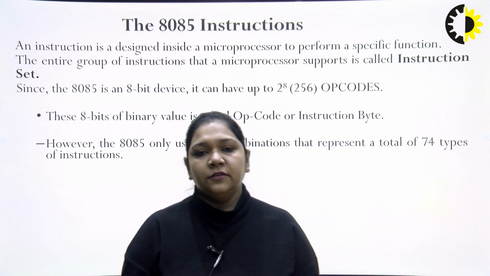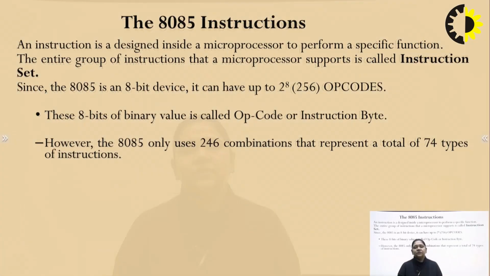If we start from the instructions, what is an instruction? An instruction is generally something from which we can decide which type of function is to be performed in a particular microprocessor. For example, in the 8085 microprocessor, what is happening inside the microprocessor, which function is there, are we doing data transfer, arithmetic instructions, or logical instructions. All these are decided by the instructions, and the entire group of instructions that a microprocessor supports is the instruction set. And as we all know, the 8085 microprocessor is an 8-bit device.